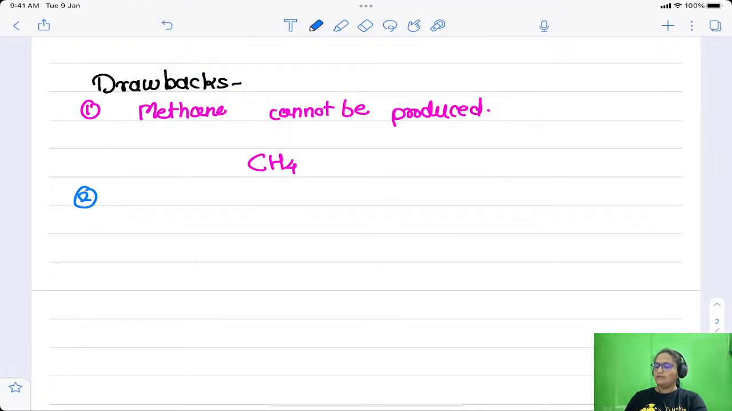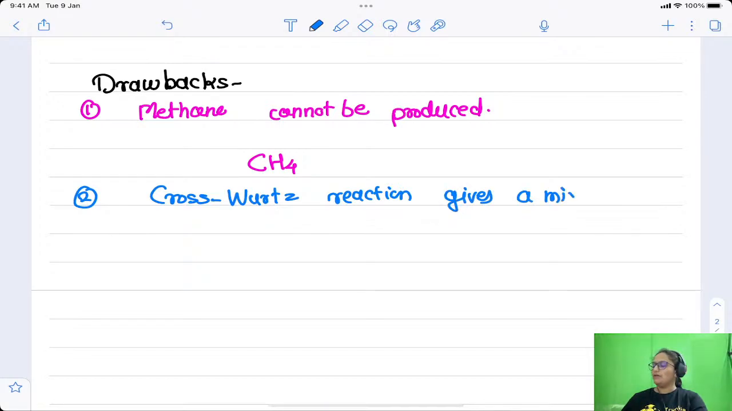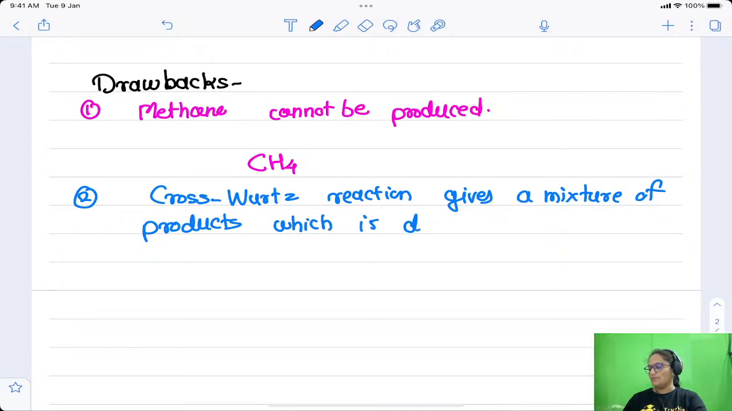Second drawback: if we are carrying out the cross Wurtz reaction, then it gives a mixture of products, and that mixture of products is difficult to separate. What is the meaning of it? I'll explain.